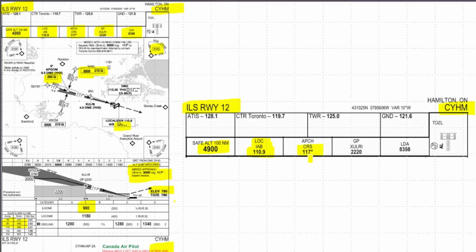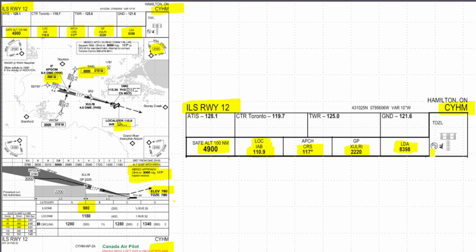That's important because once you've turned on to final, you want to verify that that is actually the approach course you're following. And then glide path at Zolri 2220, we want to verify that we're actually at that altitude once we've reached the FAF, okay, since Zolri is the FAF. And then landing distance, this one is dependent on the performance of your aircraft as well on that day, but 8,398 feet of runway was perfectly fine for whatever planes we were flying.